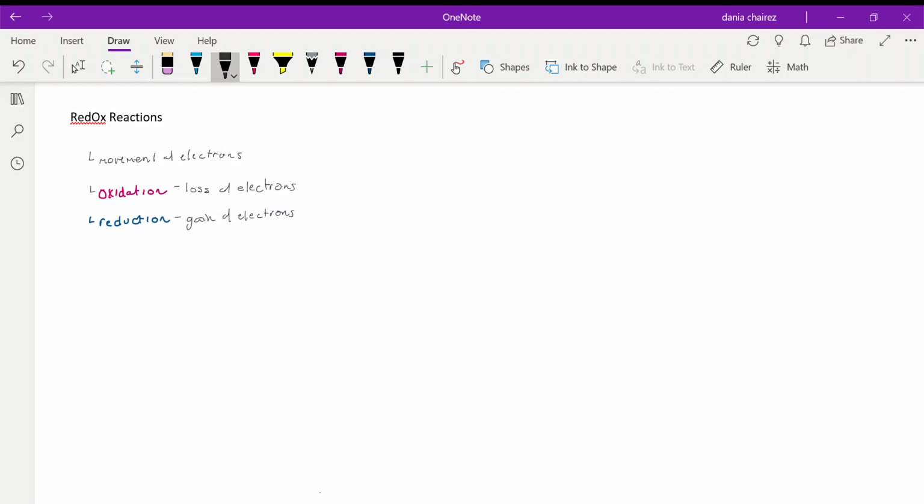I know it's kind of backwards, but it's called a reduction because when you're adding electrons to something, you're actually making them more negative. So you're reducing the charge. I know it's weird, because you think reduction shouldn't be gain, but it is.